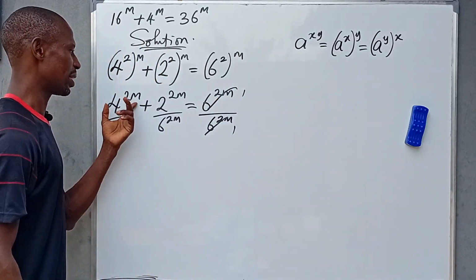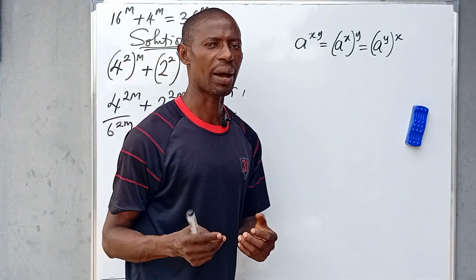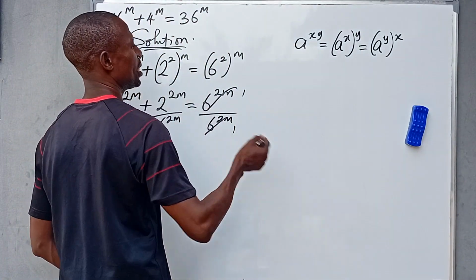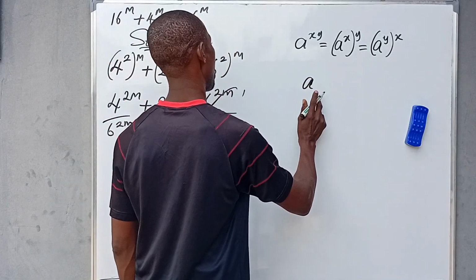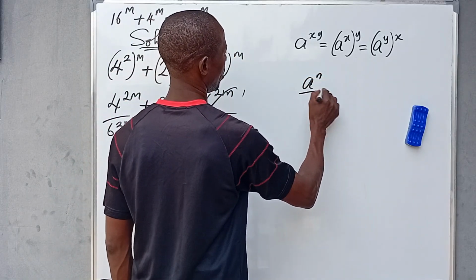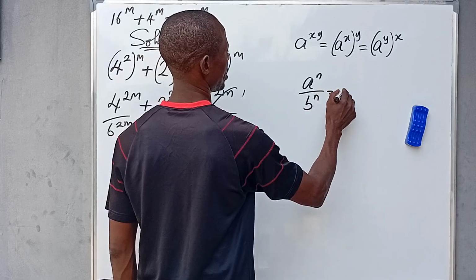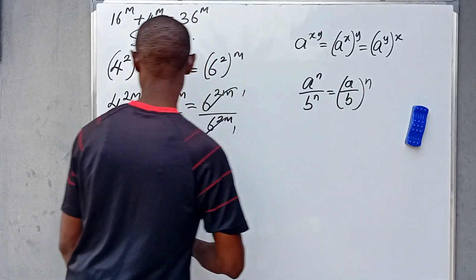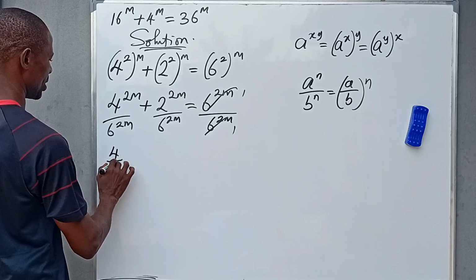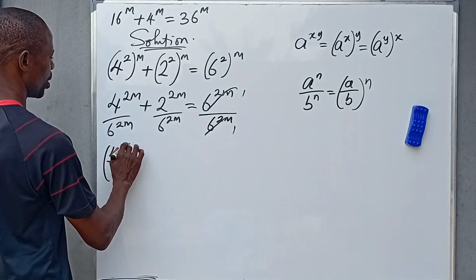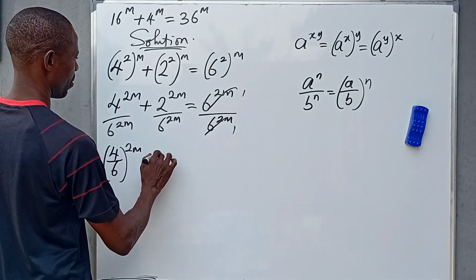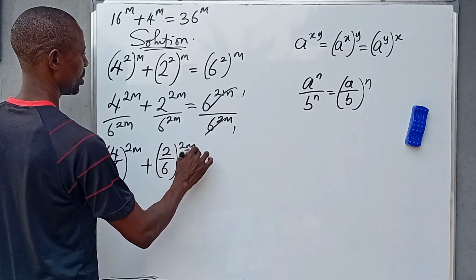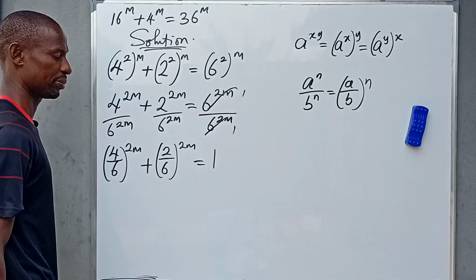Good. Now look at this. The powers are the same. And so we're going to apply another rule in indices, which says that a to the power of n over b to the power of n is also a over b, all raised to the power of n. This gives us 4 over 6, all raised to the power of 2m, plus 2 over 6, all raised to the power of 2m, equal to 1.